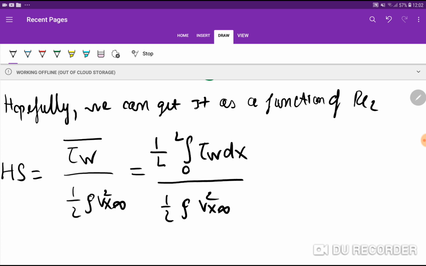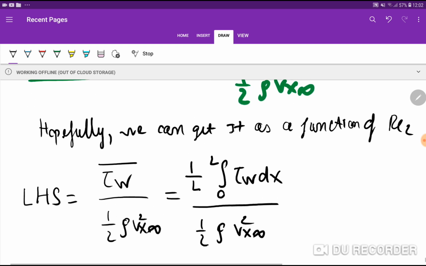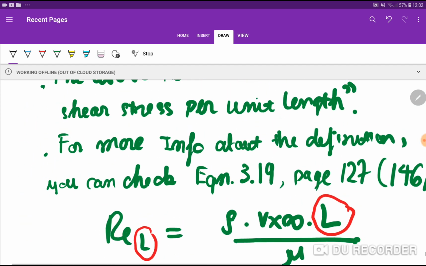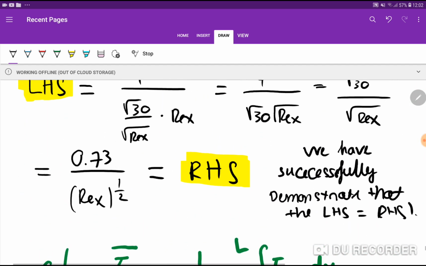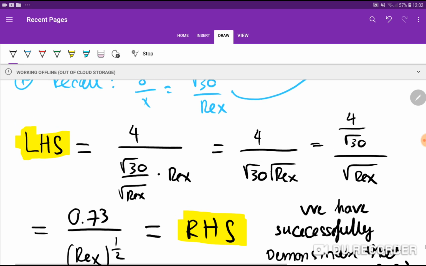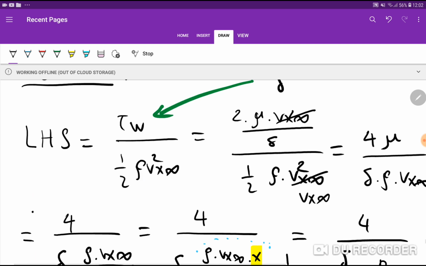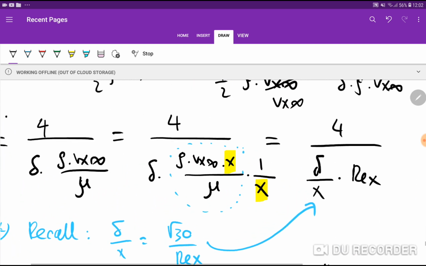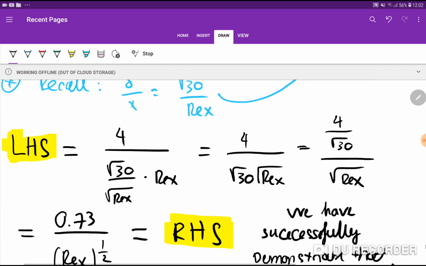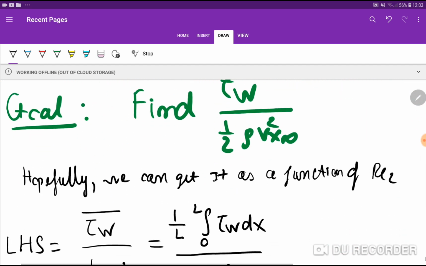Let me tell you something, a trick right here. So for part B, we have demonstrated something amazing, right? So why don't we use it? So part B, we have showed that tau W over this equal to 4 over square root 30 over Reynolds number right here. So why don't we use this term, right? We have to use what we have. It's how we can advance far.